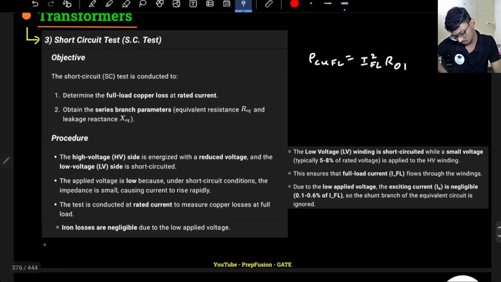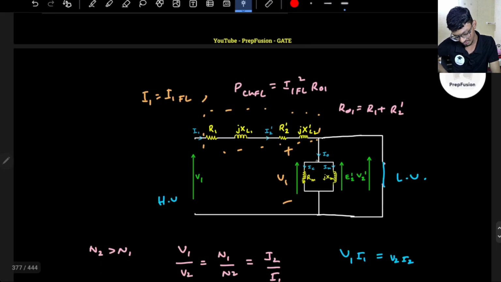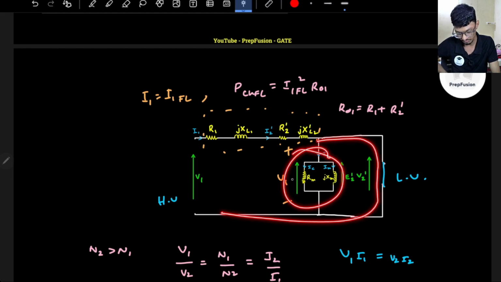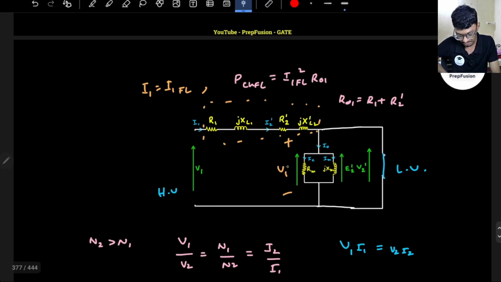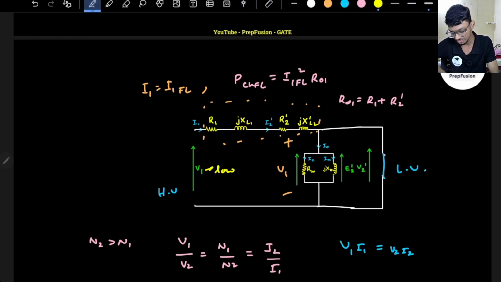Okay, so iron losses will be negligible because here, no current will flow through this, all of the current will flow through the short circuit. Also, one more thing: this voltage is V1, and V1 is already very low. If V1 is very low, I know the core loss. Core loss, if you remember, P core is basically V1 squared divided by R. So if V1 is very low, then my core loss also will be very negligible.